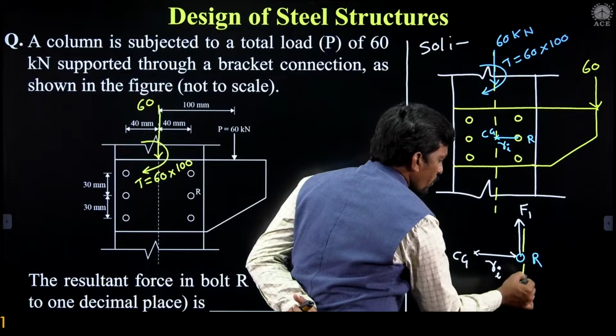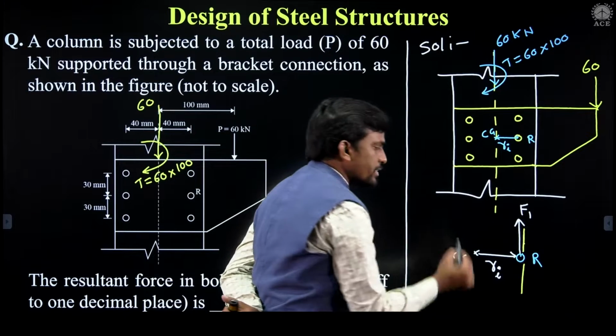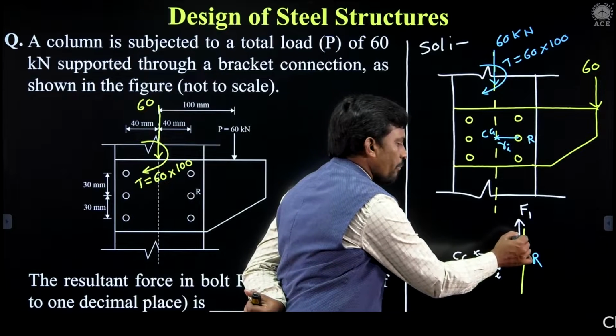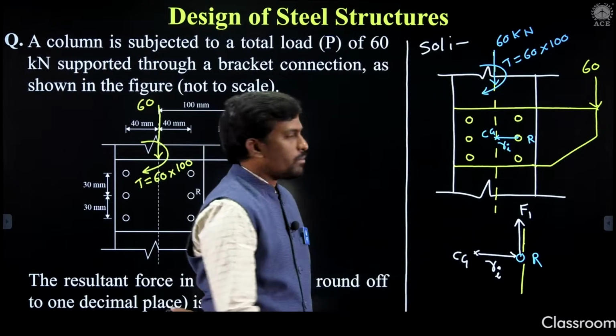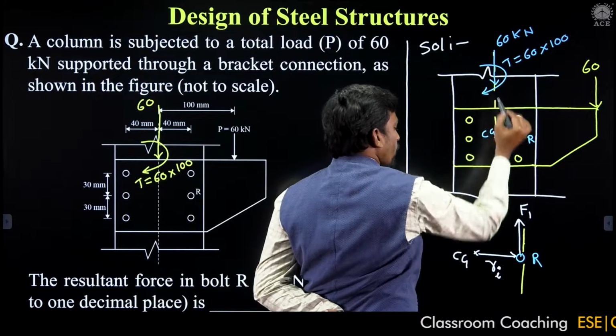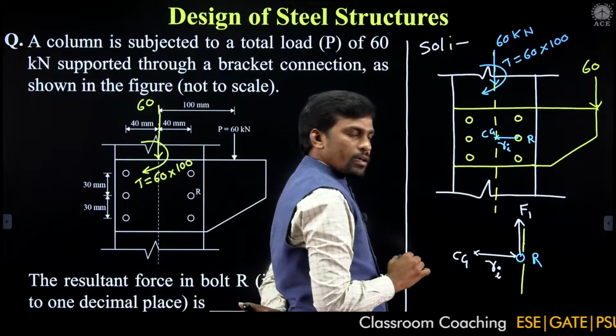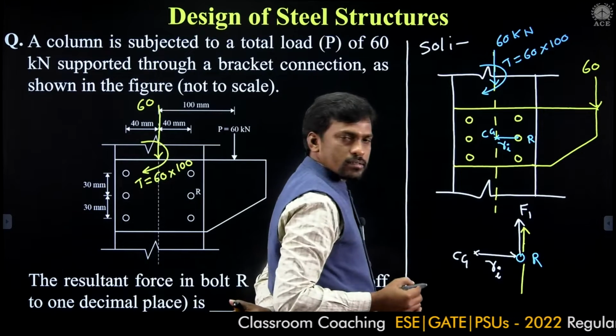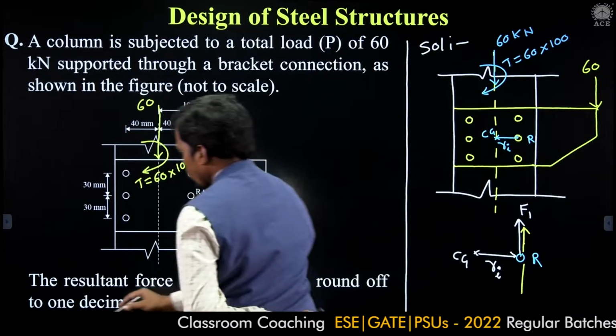Now these two forces are perpendicular to the radial distance. But should I consider the upward force or the downward force? The twisting moment is clockwise, so the force should be anti-clockwise. Anti-clockwise means mark it upward like this. Don't consider the one below.